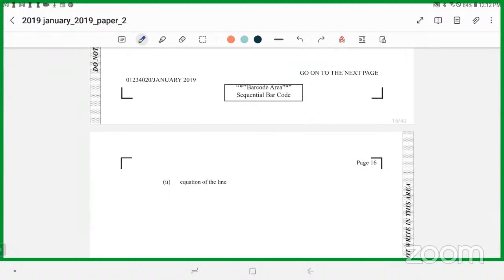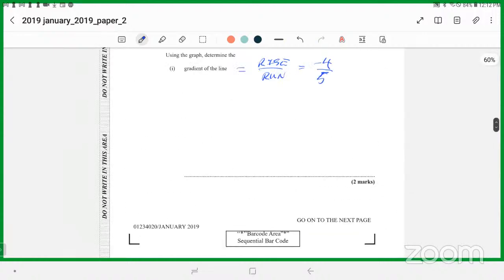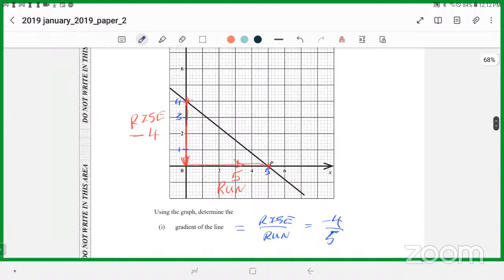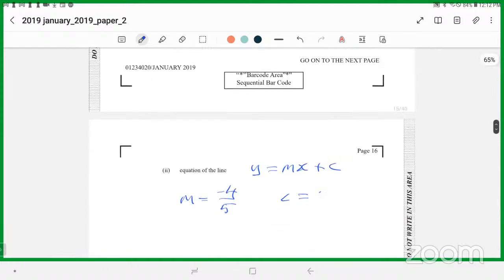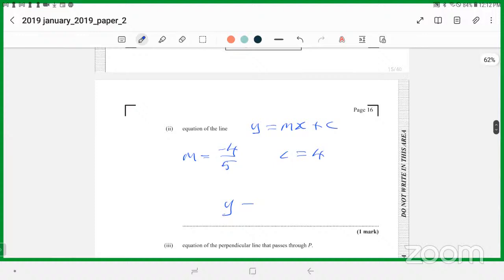No problem. The equation is y equals mx plus c when you know the m and you know the c. We know both of them. The m is minus 4 over 5 and the c is the y-axis intercept, right here. Right there is your c value. C equals 4. So the equation then is y equals minus 4 over 5x plus 4. Done. Quick and fast, nice and easy.